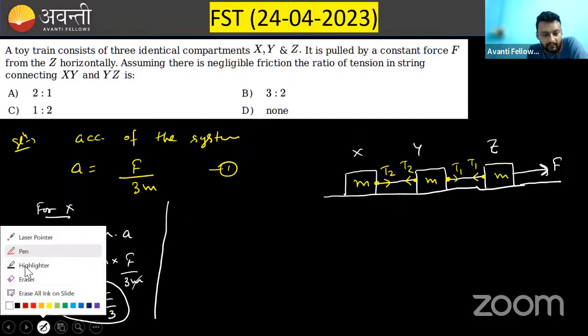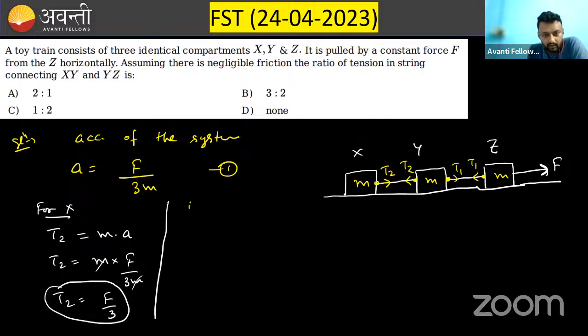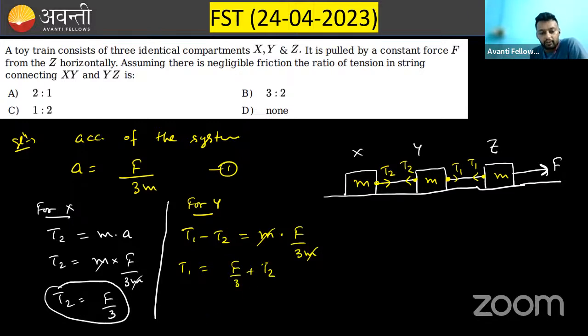Now, if I say for compartment Y, how many forces are acting on Y? You can say T1 is in the positive X direction, T2 is in the negative X direction. So you can write T1 minus T2. These are the net forces, equal to mass m, acceleration F by 3m. This m and this m will be cancelled. So T1 will be F by 3 plus T2. T2 is again F by 3, so T1 is equal to 2F by 3.